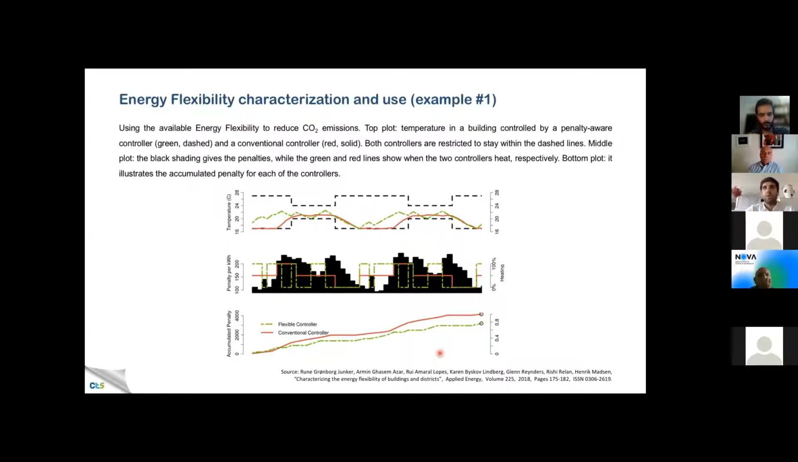What is interesting is that the conventional controller is consuming less energy than the flexible controller. However, the flexible controller is responsible for less CO2 equivalent emissions. So energy efficiency is not the same as a reduction of CO2 equivalent emissions. Energy efficiency is of course great, and it's mandatory in many applications. Here we just have an interesting example where it is not the same.